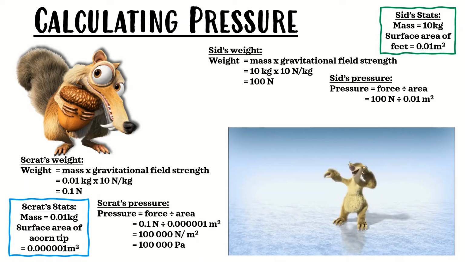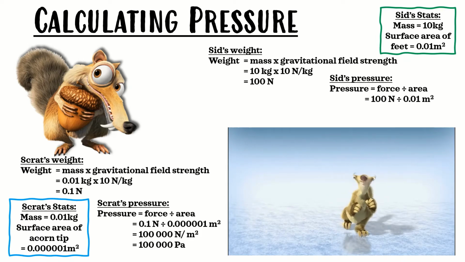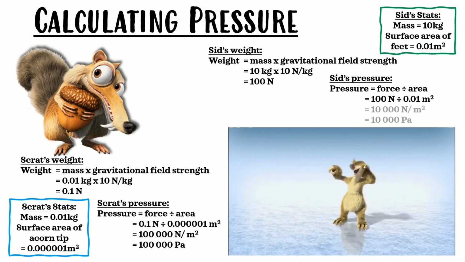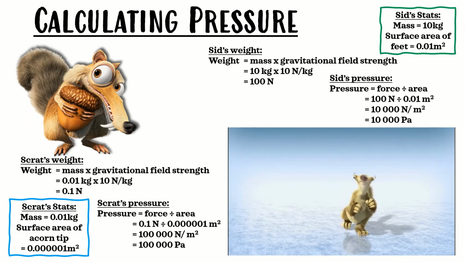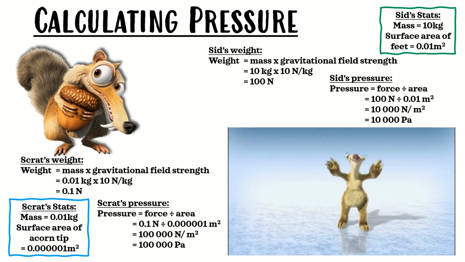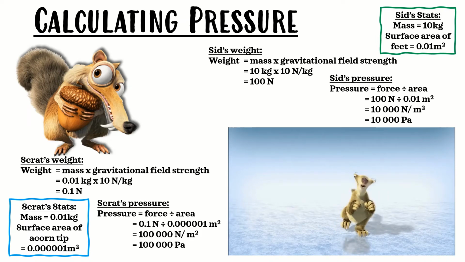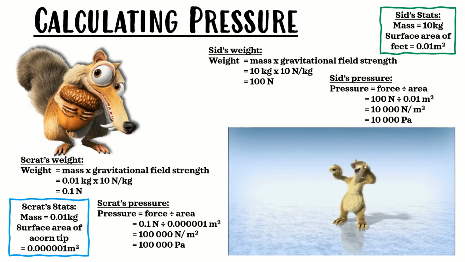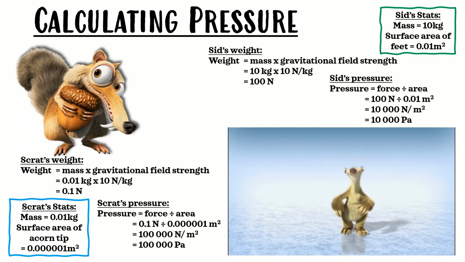Sid's weight is 100 newtons, and the surface area of his feet that are in contact with the ice is about 0.01 square meters. When we do the calculation, we find that the pressure applied by Sid on the ice is 10,000 newtons per square meter, or 10,000 pascals. So Sid doing the shuffle is less likely to crack the ice than Scrat with his acorn.